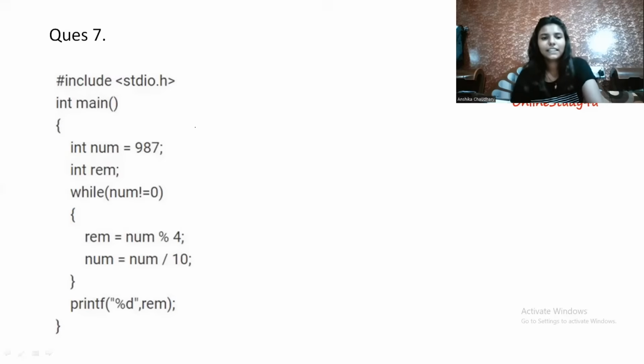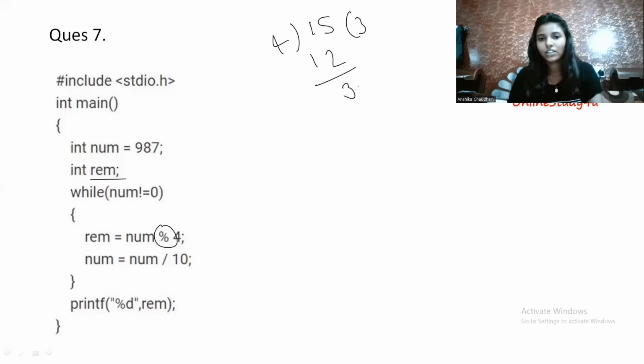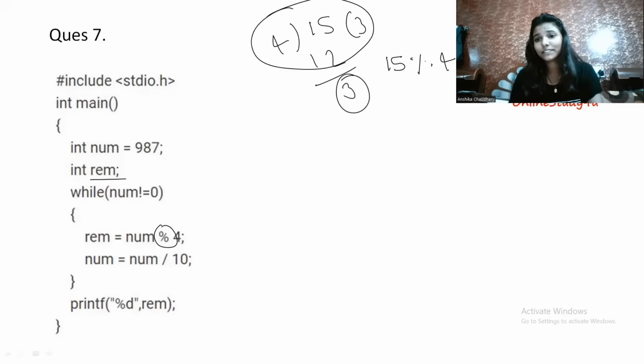There is a code written in C language with int num, a number, and int remainder, or we can say rem. And while num is not equals to 0, remainder is assigned num modulus 4. So what is this? This is the modulus operator. If we divide a number by another number, it will give the remainder. Suppose I am dividing 15 by 4. 4 threes are 12, so the remainder is 3. If I write it with the modulus operator, I will write 15 modulus 4. This is not a percentage sign in programming language, this is the modulus operator.